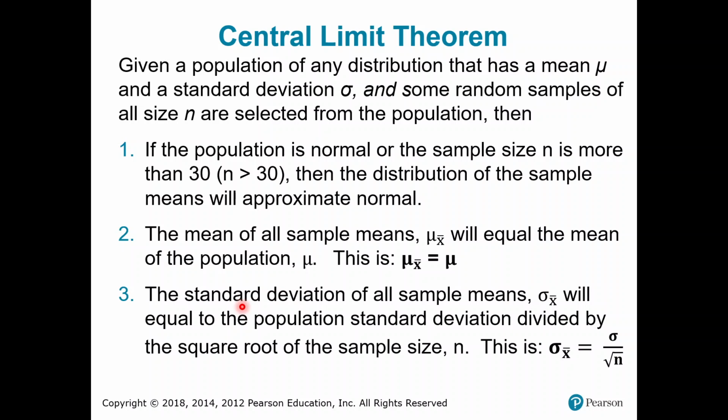Number three, the standard deviation of all sample means equals the population standard deviation divided by the square root of the sample size n. This is the formula. Be aware of this notation, sigma x bar or mu x bar.